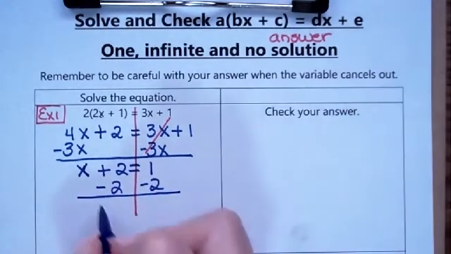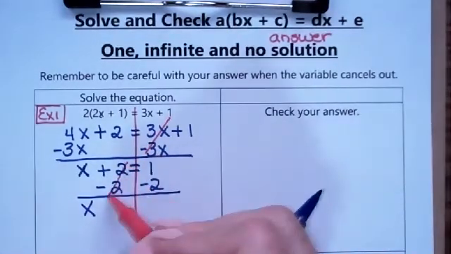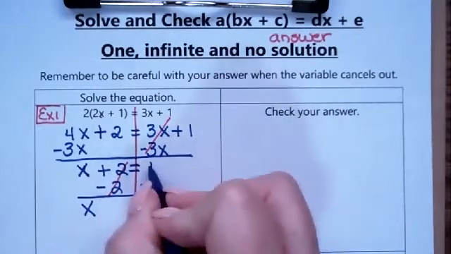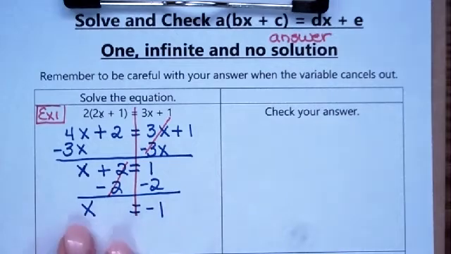Perfect. Now bring down my x. My 2's are going to cancel out because it's plus and minus, equal to 1 minus 2, which is negative 1. Now, I don't have to do any dividing here because the number in front of my x is 1, and what happens if you divide by 1? Nothing. You get the same old thing. So we're good to go.